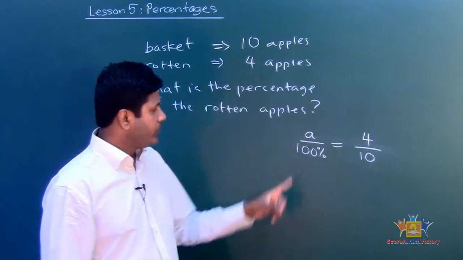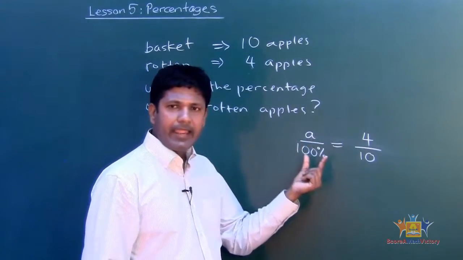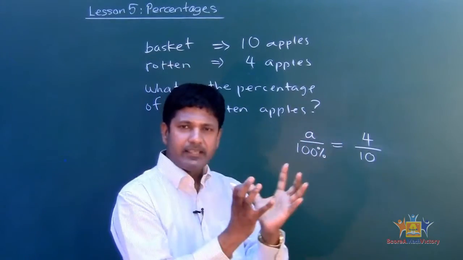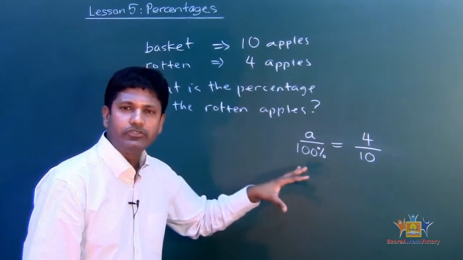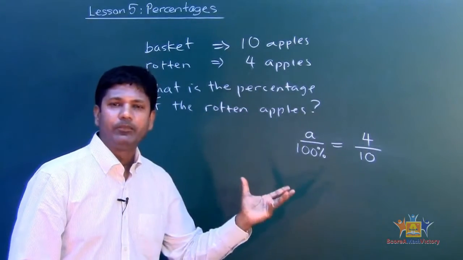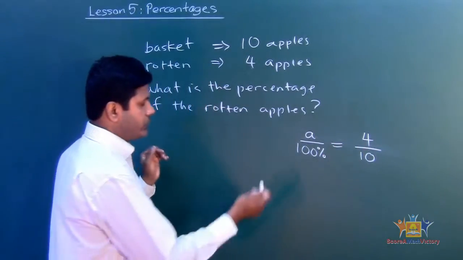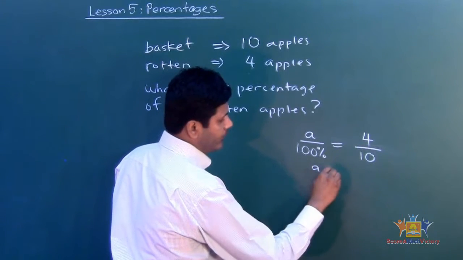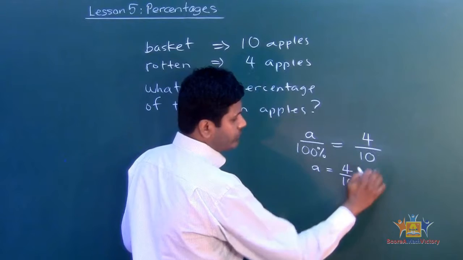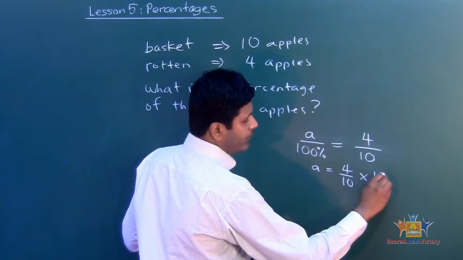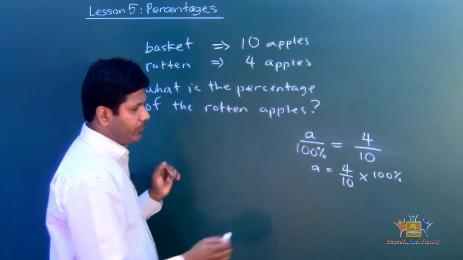All right, so I'm looking for A. In order for me to find A, I have to keep A by itself. But who's holding A right now? 100%. And what's the 100% doing to A? It's dividing. So division crossing the bridge becomes multiplication. All right, so I'm going to say A equals 4 over 10, and the division crossing the bridge becomes multiply by 100%. See that? And then I'm going to put over 1.